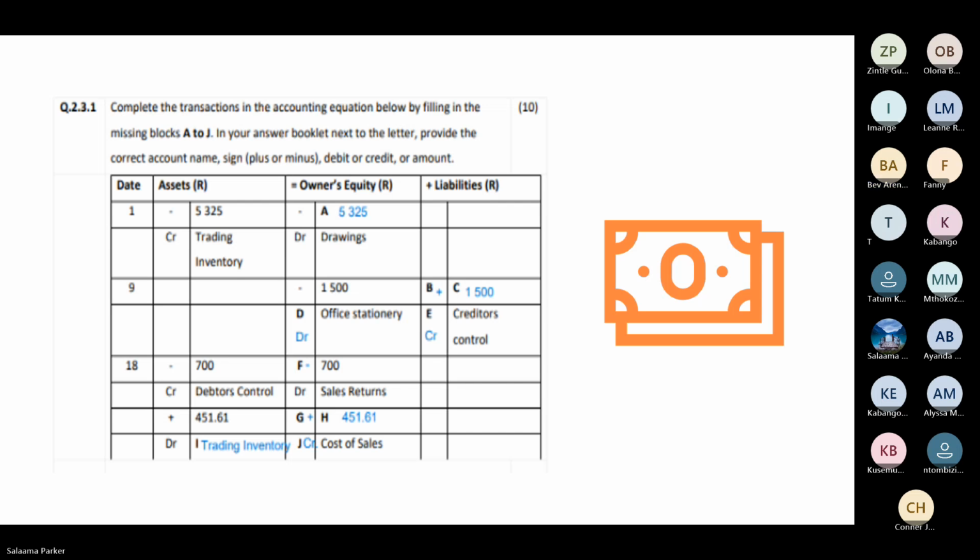Remember VAT. We haven't dealt with it here. If the question includes VAT, always double check. Don't just assume it will include VAT. Always make sure you've read the question carefully. And remember, if there is VAT involved, then VAT output is a liability, whereas VAT input is an asset. So I would make sure that you do some practicing on the accounting equation where there is VAT involved as well.